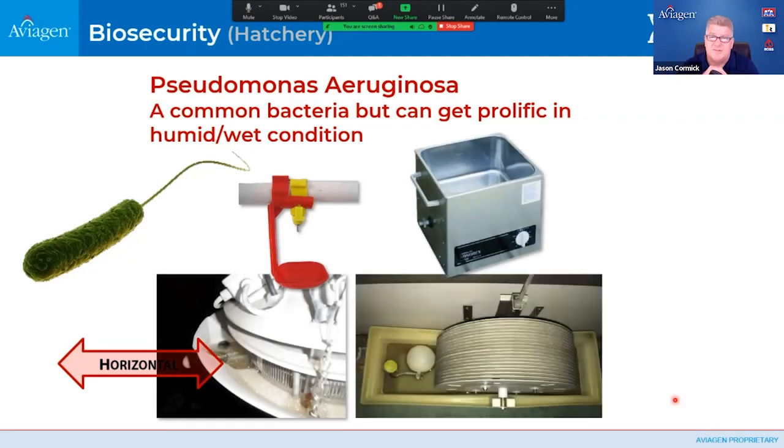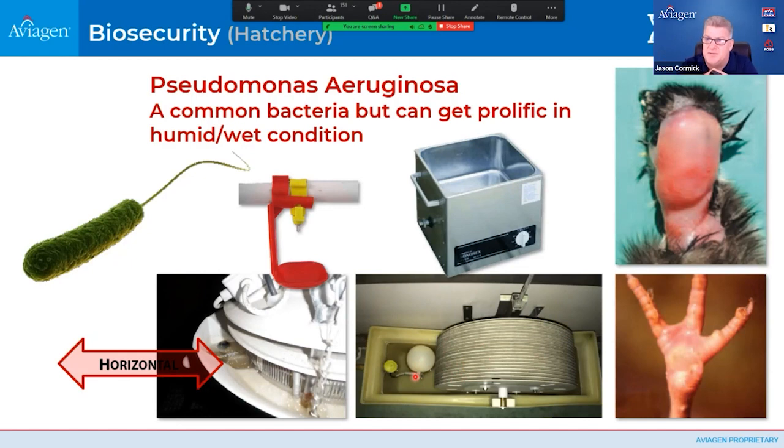You'll find it in drinker lines, in thaw baths, in humidifiers, especially if you've got the old disc spinning humidifiers, especially in the hatches, because you've got a lot of chick fluff that will sit in there. And you'll quite often find the Pseudomonas will be sitting in that bath.